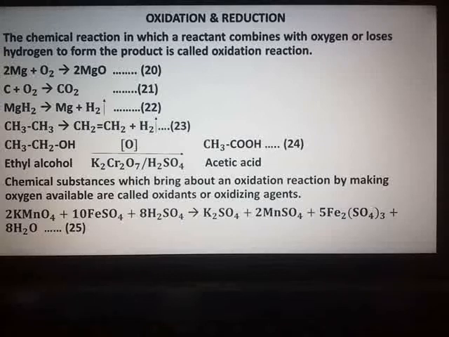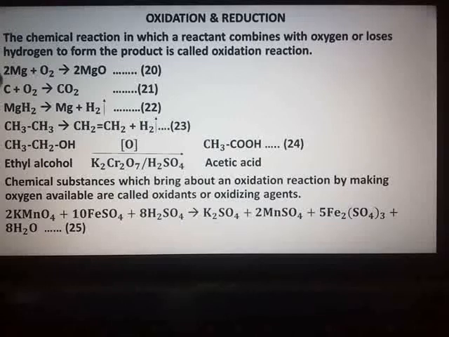In the first case, we have seen this example under combination. So 2Mg, that is magnesium ribbon, when it burns in air, combines with oxygen from the air, forming magnesium oxide. So it is an example of oxidation reaction because you can see the reactant magnesium combining with oxygen. Similarly, in the next reaction, carbon when burnt in air combines with oxygen forming carbon dioxide gas. So a reactant, carbon, combining with oxygen: oxidation.